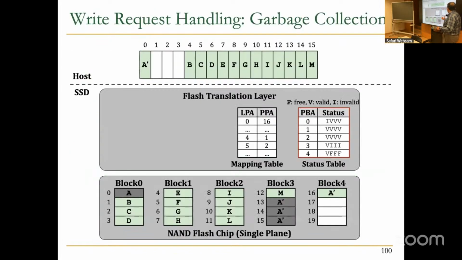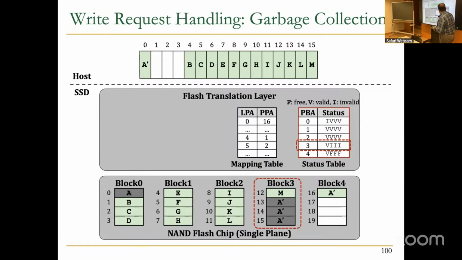We add a status table to our FTL. And for each block address, physical block address, we give the status. So here, for example, for block 0, we know that the first one is invalid and the rest is valid. For block 4, we have valid and 3 free. And for block 3, we have valid and 3 invalid. So now I want to invoke garbage collection. Basically, I will select the victim block, the one that has the highest number of invalid pages. So this one I will select.